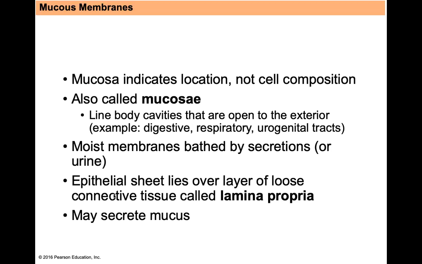We also have mucous membranes. Mucosa indicates the location, not cell composition, so we're talking about specific locations. They line body cavities that are open to the exterior. Your digestive tract, your respiratory tract, and your urogenital tracts are all lined by mucous membranes because they have some sort of opening on the exterior of the body. There's something that's going to interact with the exterior environment at times.